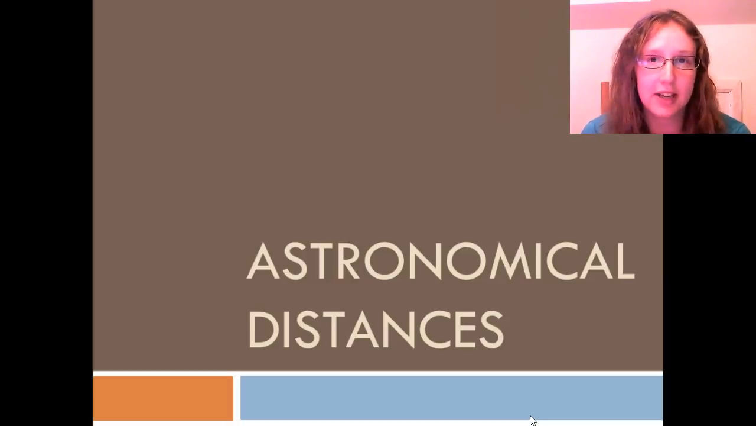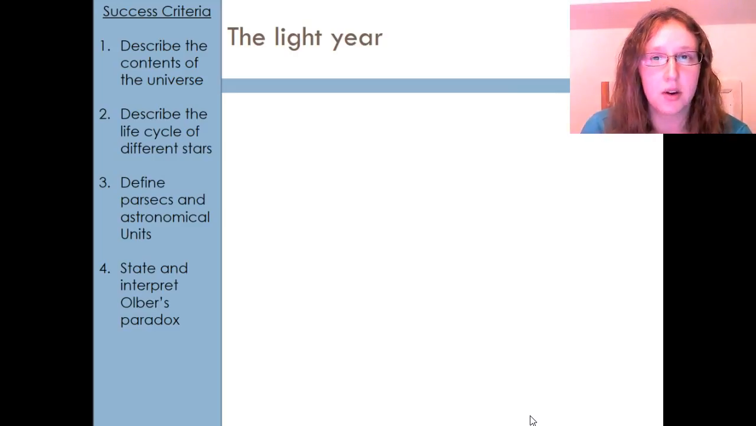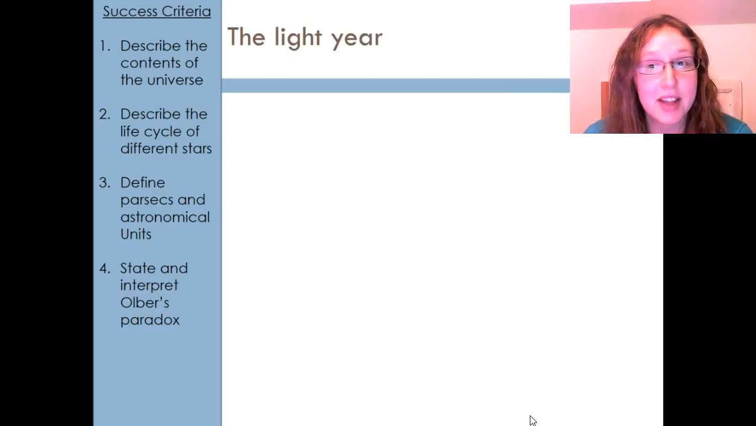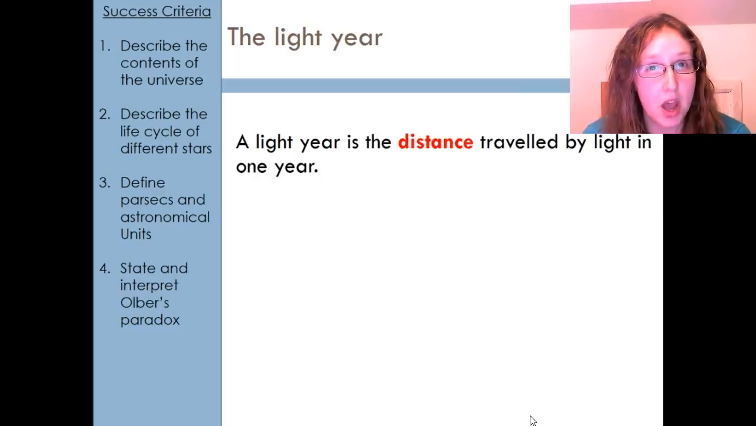I'm also going to do a quick recap on the Doppler effect at the end of this as well, just because it's quite quick and it fits in nicely here. So our first unit that we're going to talk about is the light year. Hopefully you already know that a light year is the distance travelled by light in 1 year.